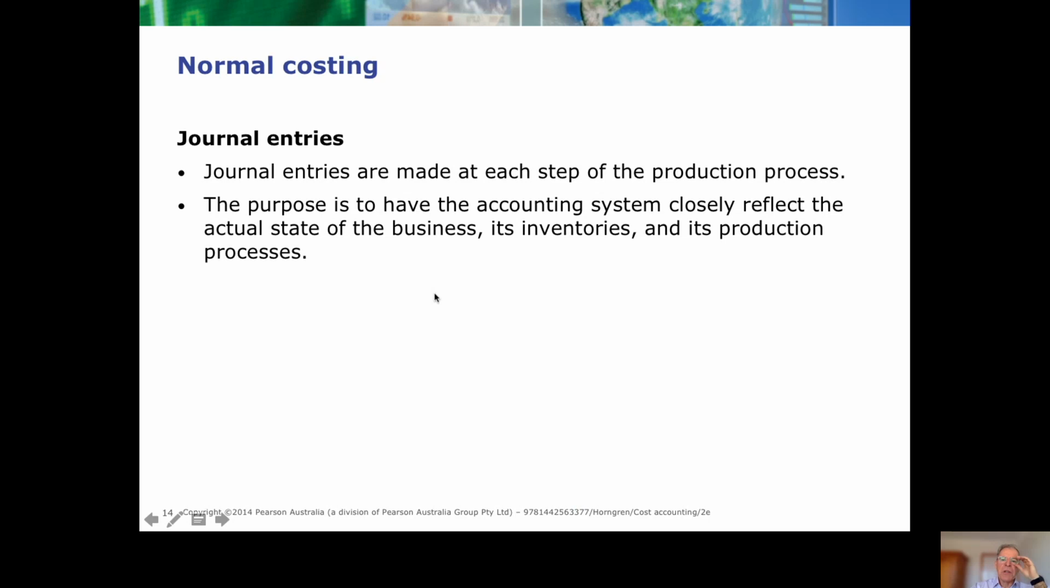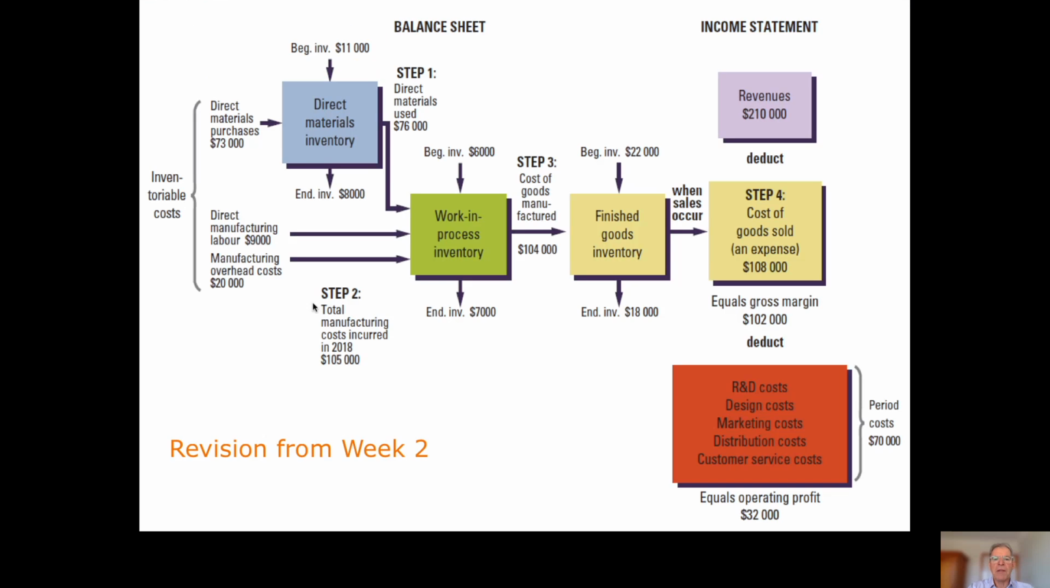So the journal entries should reflect what's going on with our stock and the flow of products through the process, if you like. So let's track it. This is some revision. We saw this chart back in week 2, and it's helpful because it helps us see what's going on in the production process.